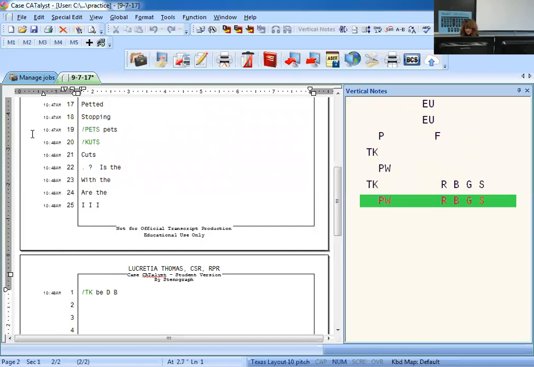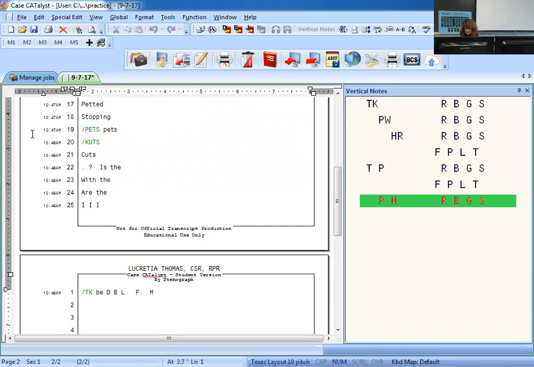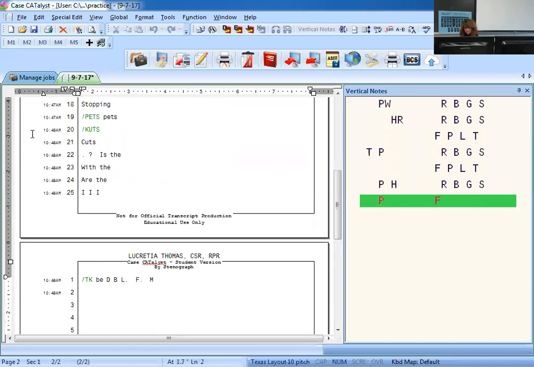The L is the HR. The F is the TP. The M is the PH. Okay? So remember the little abbreviation, DBL: D for TK, B for PW, L, HR. F is TP, the M is the PH. Okay? So remember those initial side of the machine characters.